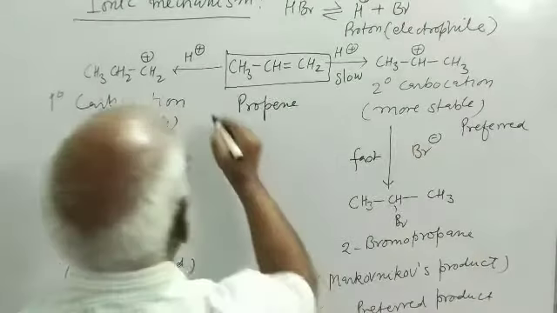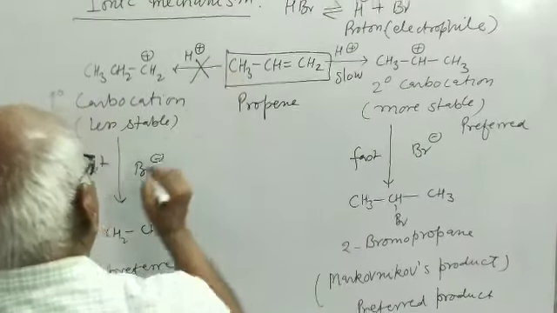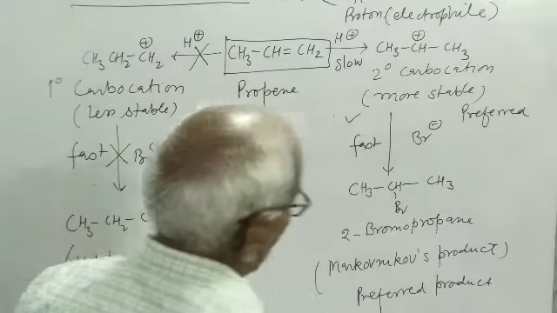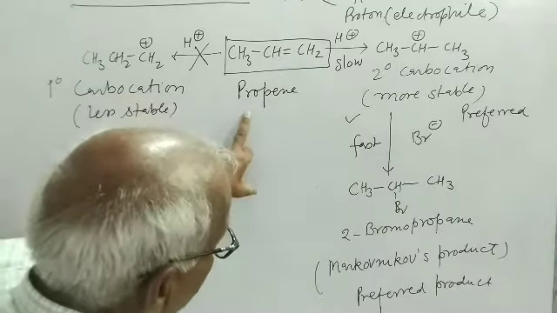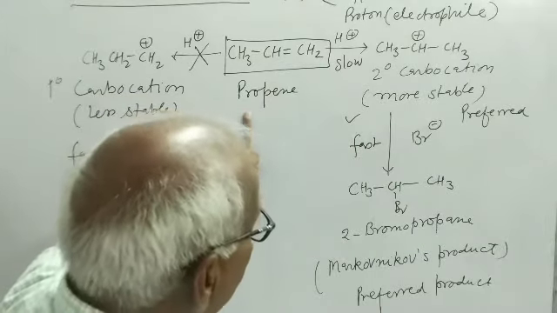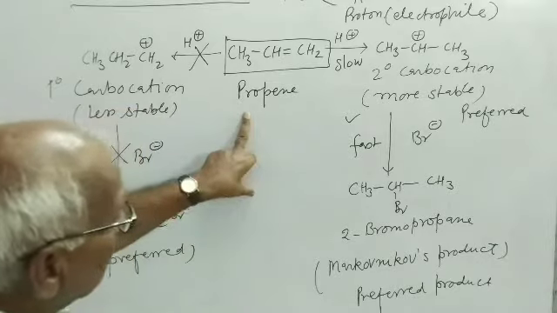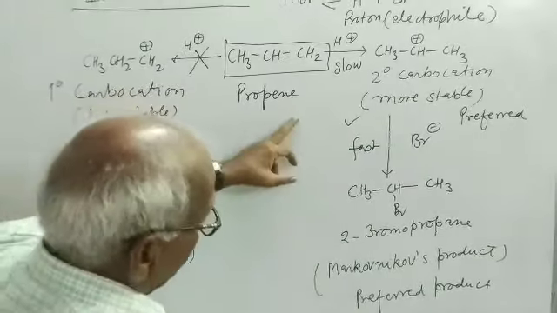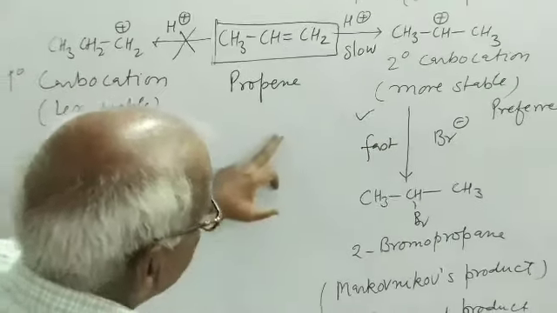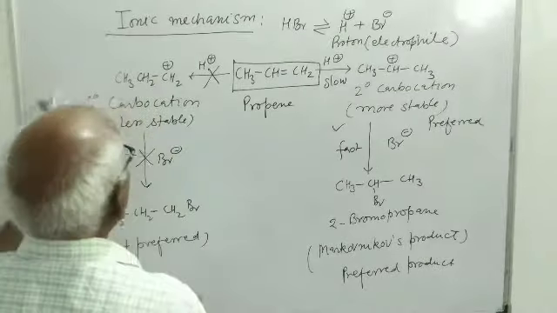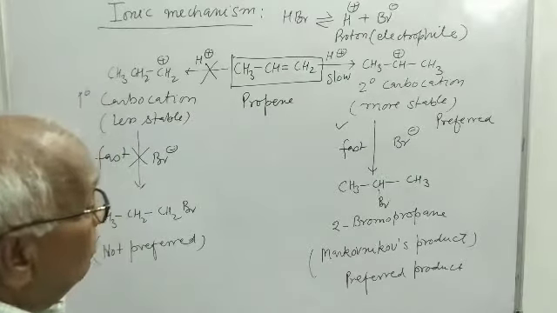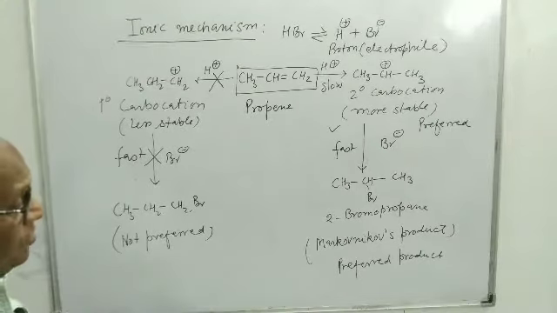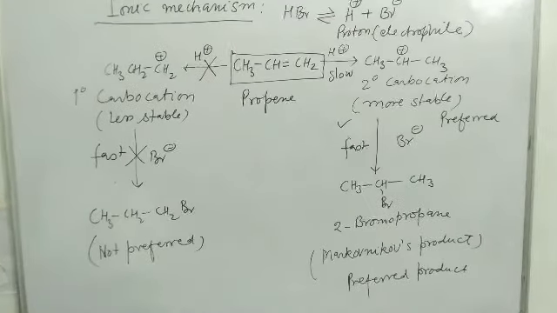So this mechanism is not correct. Now cancel it. You also cancel it. This mechanism is correct. So in this way we prove the validity of Markovnikov's rule. Markovnikov's rule is that rule through which an addition product formed through a more stable carbocation is preferred.